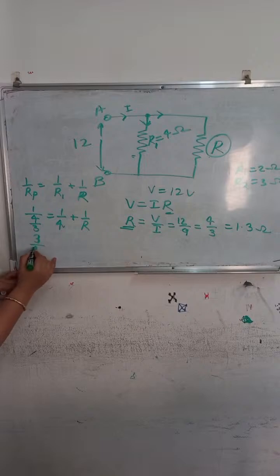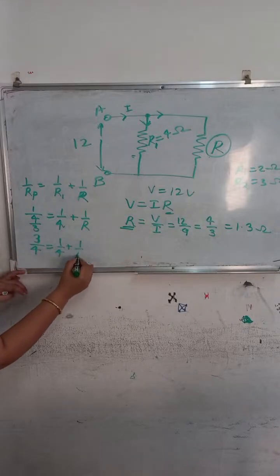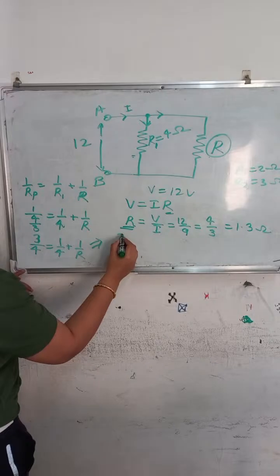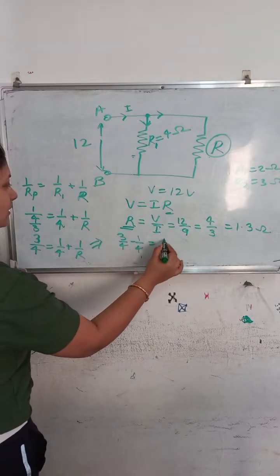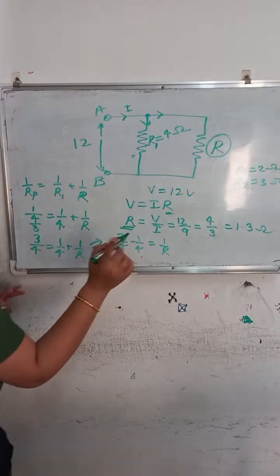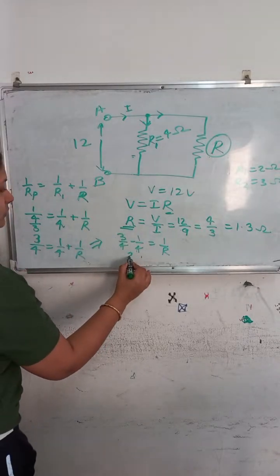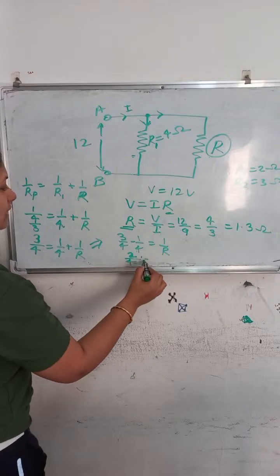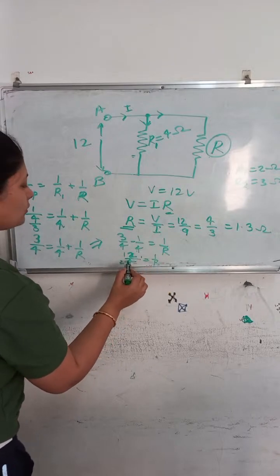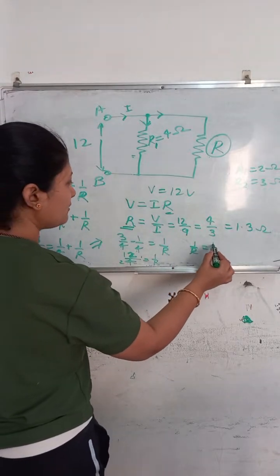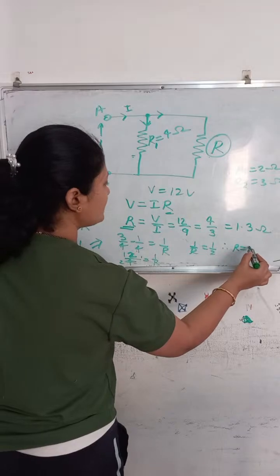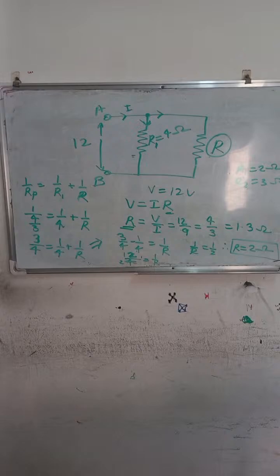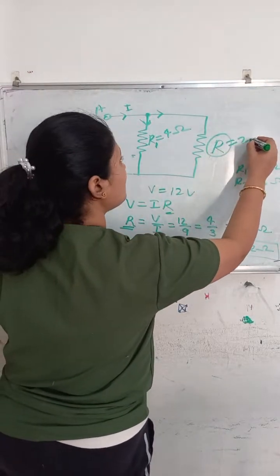So taking the reciprocal, we can write 3 by 4 is equal to 1 by 4 plus 1 by R. Now take this 1 by 4 to this side: 3 by 4 minus 1 by 4 is equal to 1 by R. No need to take LCM because the denominators are the same. So 3 minus 1 is 2 by 4, which is 1 by R, and 2 ones are 2, 2 twos are 4. So 1 by R is 1 by 2. Therefore R is equal to 2 ohm. Can you get how to find out which resistance we have to connect? So the answer for this R is 2 ohm.